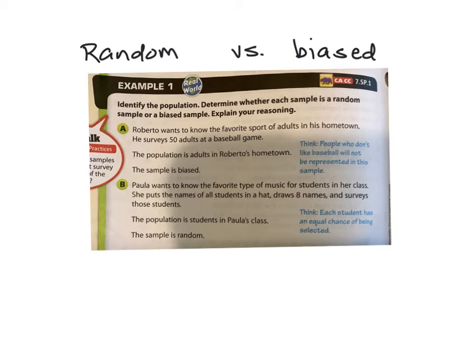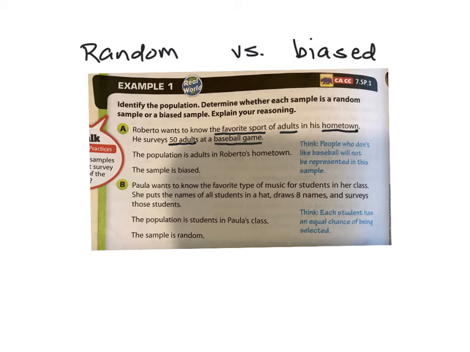So we have, first example, Roberto wants to know the favorite sport of adults in his hometown. Okay, let me underline a few things first. He wants to know the favorite sport of adults, so he doesn't want to survey any kids, in his hometown. So he shouldn't be surveying people in the town next door. Here's what he surveys. He surveys 50 adults instead of all the adults in town. He surveys 50 adults. Okay, that's good. That's a sample of all.